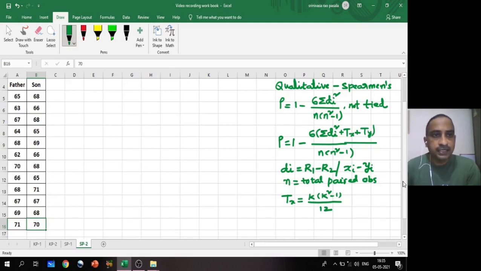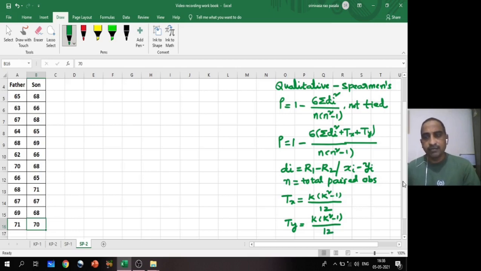Suppose in the first series, one rank is repeated 2 times. Then that reduction factor is 2 into 2 square minus 1 by 12. Another rank may be repeated in the same series 3 times, or thrice. Next you have to add for the component 3 into 3 square minus 1 by 12. And Ty is nothing but the reduction component of the Y series when the ranks are repeated, the same k into k square minus 1 by 12.